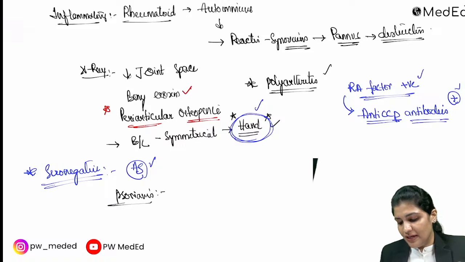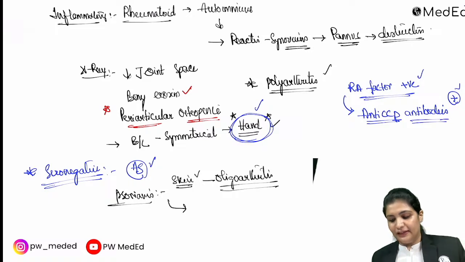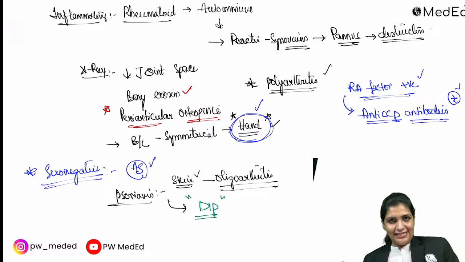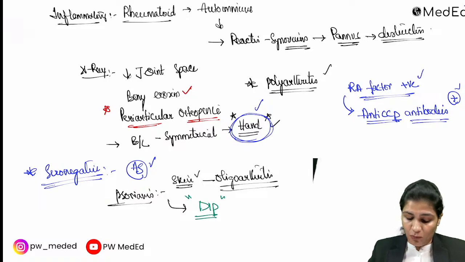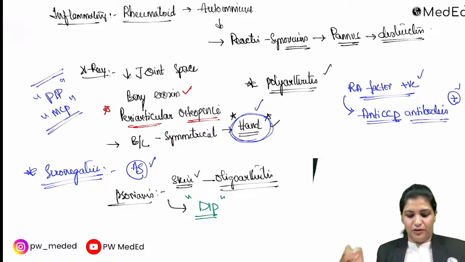So in case of psoriasis, it is again a skin related condition, and here you see what is called oligoarthritis. The important thing you have to remember is the involvement of your DIP joints. So there will be involvement of DIP in case of psoriasis. Whereas in rheumatoid, what is involved? They are mainly the PIP joints and the MCP joints which are involved in rheumatoid arthritis.